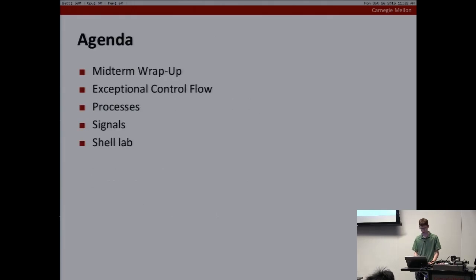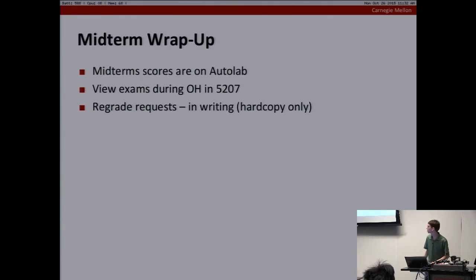So, okay, yeah. Midterm scores are on AutoLab now. There was a period of time where we had released them but not released them, so everyone had zeros. So you can check again and your actual score should be up now. You can view your exam if you want to review how you did in office hours, just in Wien 5207, our normal office hours room.